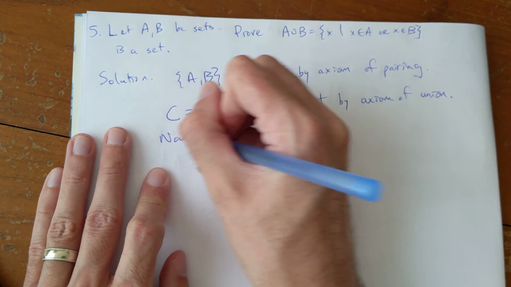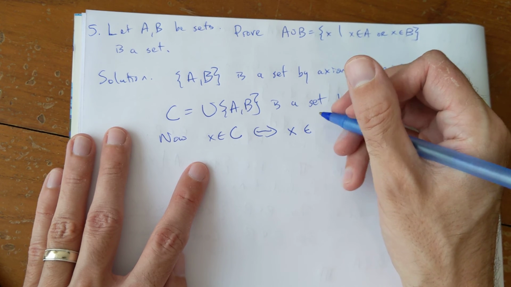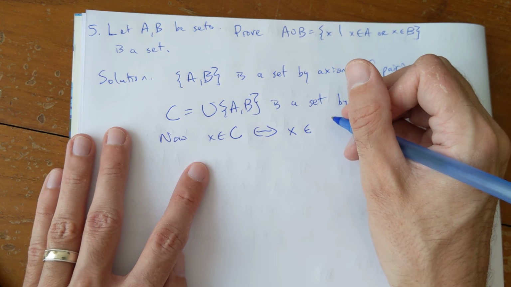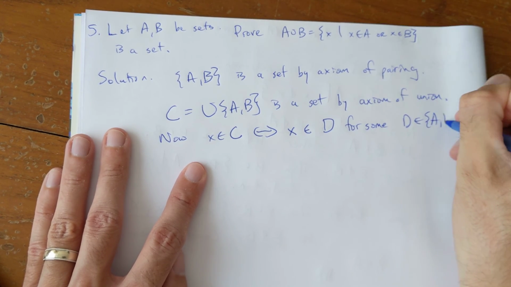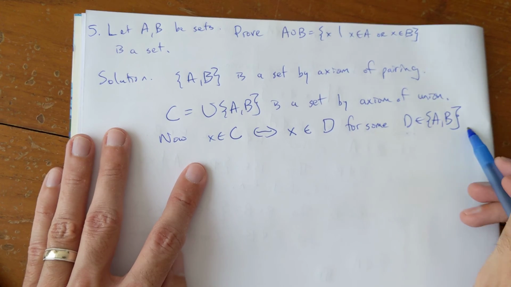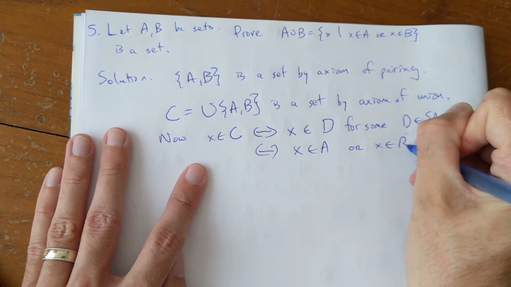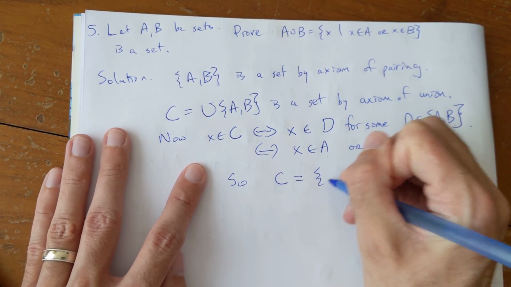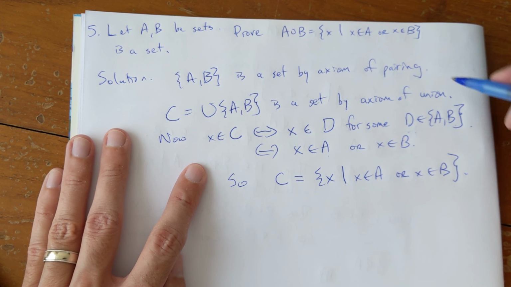Now X is in C if and only if X is in, let's say, I need another letter, X is in D for some D in this unordered pair. So the possibilities for D are just A or B. So we can write this as X is in A or X is in B. And the X's that are in A or B, that's exactly the union. So C must be the X's such that X is in A or X is in B. And C is a set by our two axioms, so we are done.